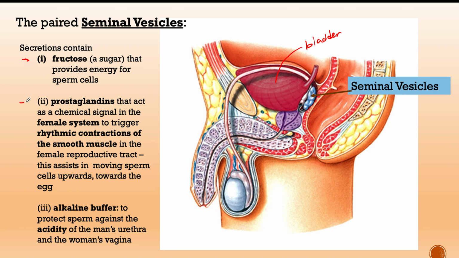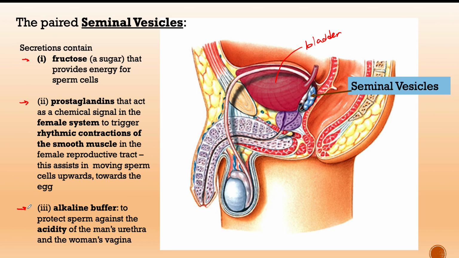The paired seminal vesicles also provide prostaglandins. Now, prostaglandins are a chemical that, once they interact with the female system, are going to trigger rhythmic contractions of the smooth muscle, as it says here. Essentially, it's like creating a wave within the female to help those little sperm surf their way up towards the egg. So prostaglandins cause contractions of the female. After the ejaculatory event, they're going to interact with the female tissue and cause that to occur.